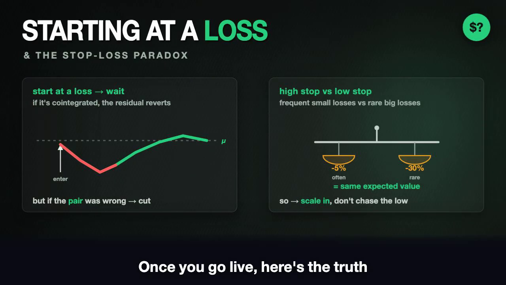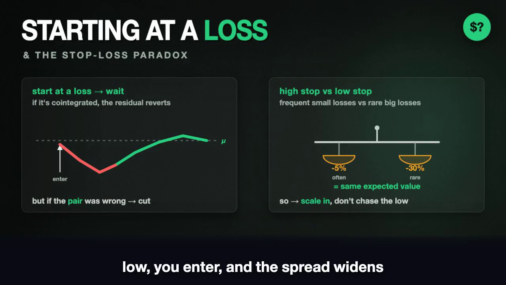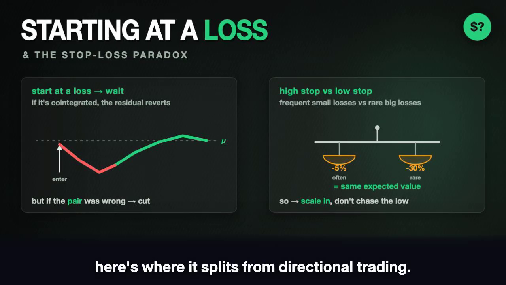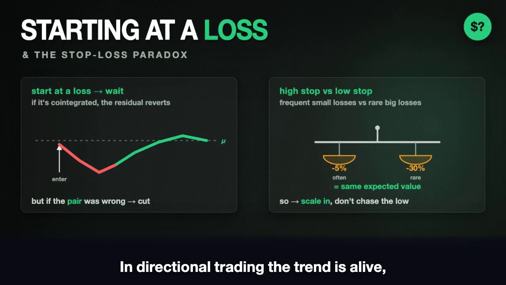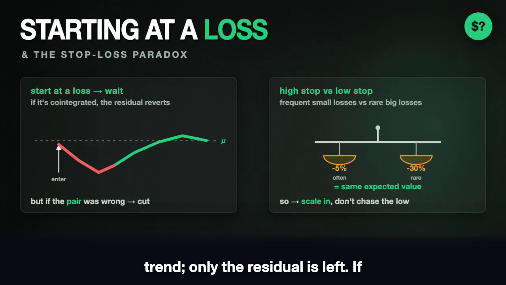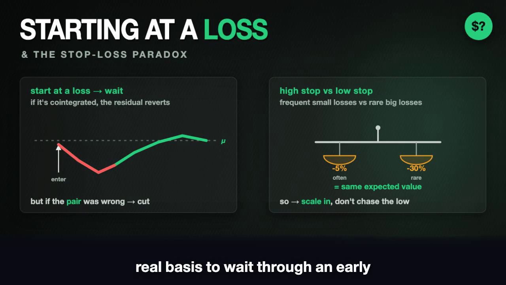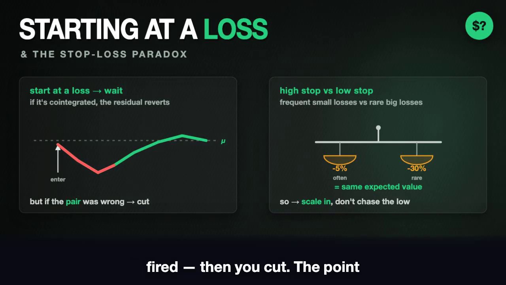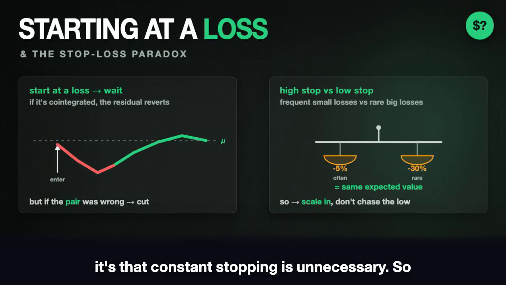Once you go live, here's the truth you'll meet. You'll very often start at a loss. You think you're at the low, you enter, and the spread widens further. This is where beginners crack, but here's where it splits from directional trading. In directional trading, the trend is alive, so a price can fall forever. Cutting fast is often smarter, but the spread of a cointegrated pair has no trend. Only the residual is left. If you picked the pair well, there's a real basis to wait through an early loss for the reversion. Of course, if the pair selection itself was wrong, if the fundamental risk we saw just fired, then you cut. The point isn't that you never use a stop, it's that constant stopping is unnecessary.